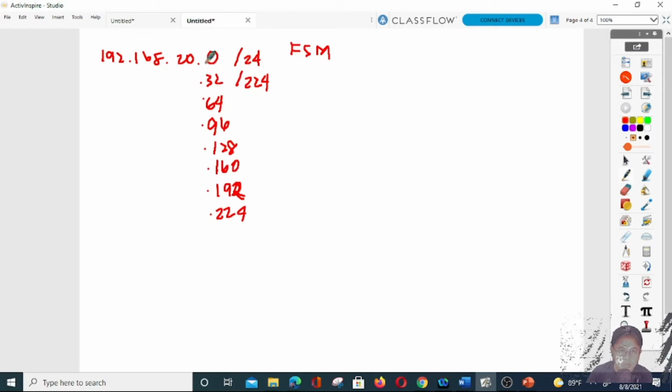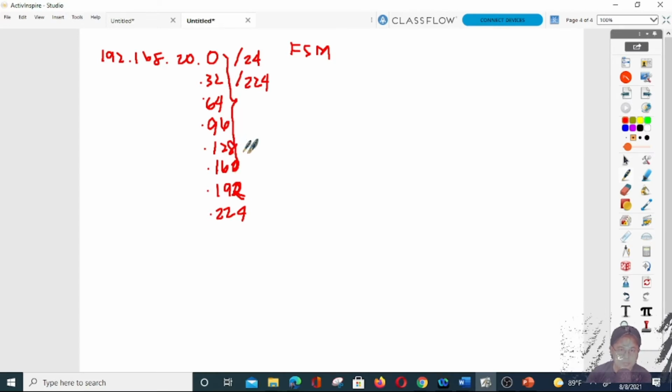Okay, but we have 1, 2, 3, 4, 5, 6, 7, 8. We get 8 subnets, but actually our requirement is only 6: 1, 2, 3, 4, 5, 6. So this is the fixed length subnet mask. What we need is VLSM. So how can we apply VLSM in these particular subnets? These are the available subnets that we have.